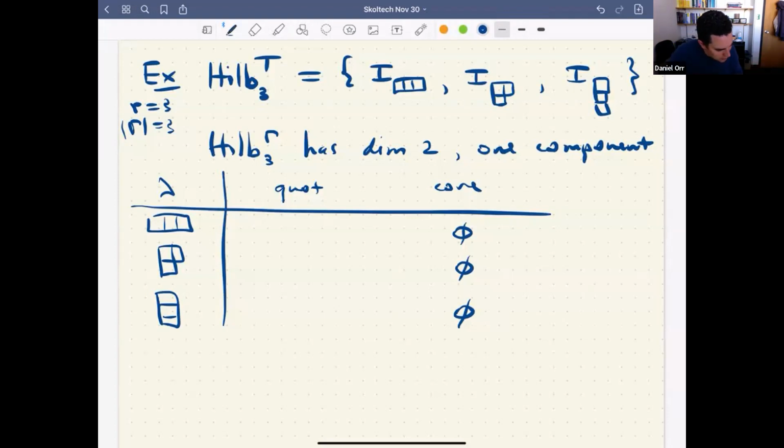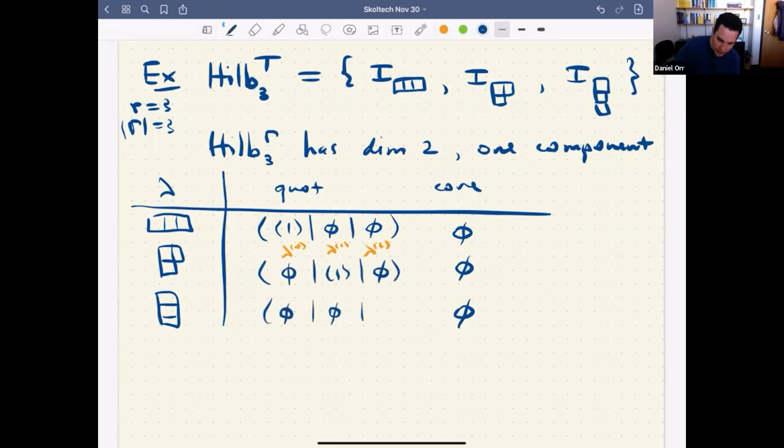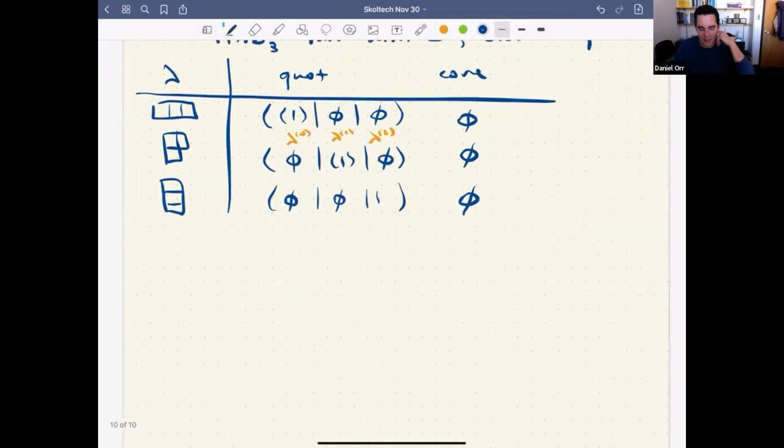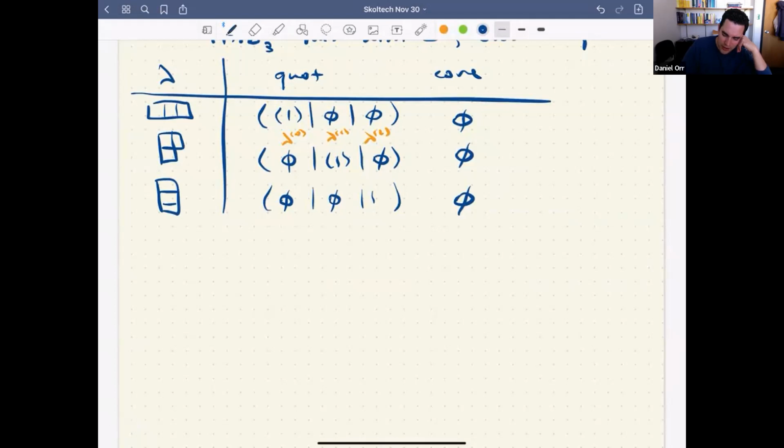And then for our conventions, the quotient records how these ribbons get removed. These are all ribbons, and so each of them has one ribbon. So the quotient here is the partition one, empty, empty. So it's a tuple of partitions. R is three, so I have vertices 0, 1, 2. And these are also listed. The order is still dominance order, but it's restricted to partitions with the same core. So the triangularity is like this.